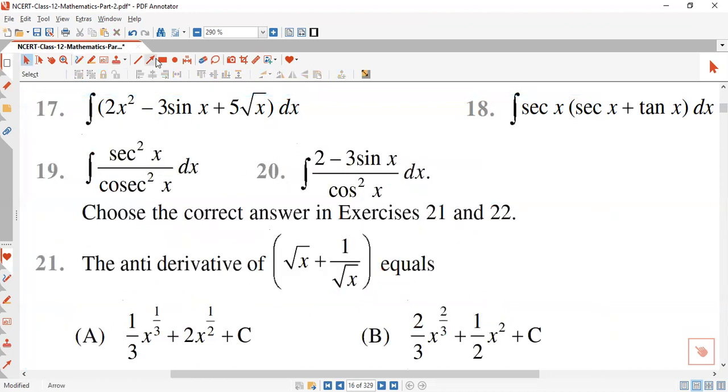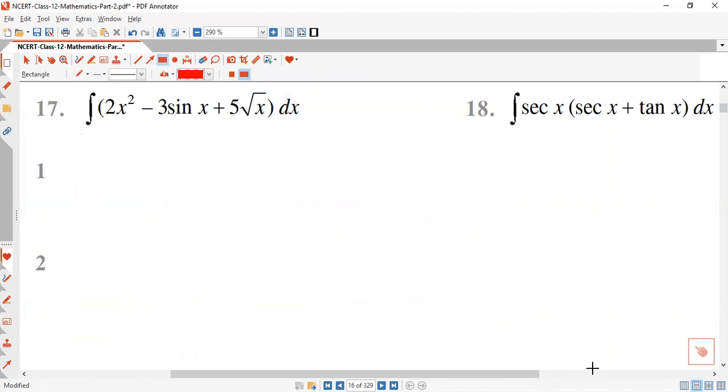Now question number 18. Question number 18 says integration of sec x multiplied by sec x plus tan x dx. Trigonometric terms are there, and these factors are there. By formula, we know the formulas. We know the integration of sec square x dx.